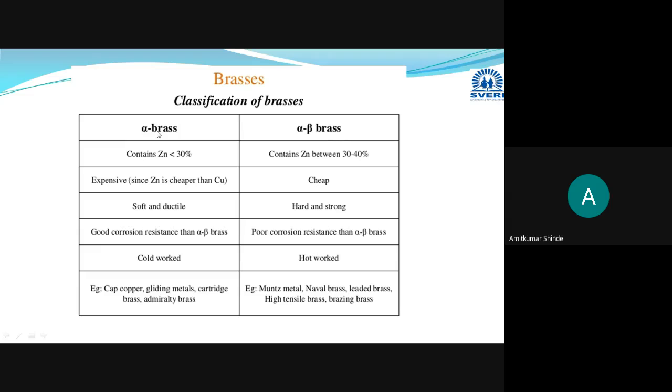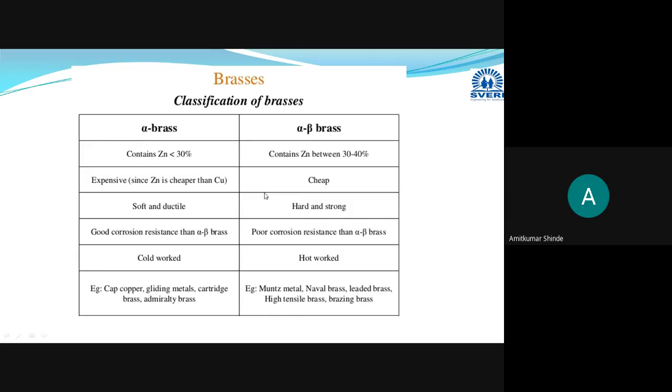For example, these are some practical examples of alpha brasses: cap copper, then gilding metal, then cartridge brass, admiralty brass. These are examples of alpha brasses. For alpha beta brasses: Muntz metal, naval brass, leaded brass, high tensile brass, and brazing brass. And these are the examples of the alpha beta brasses.